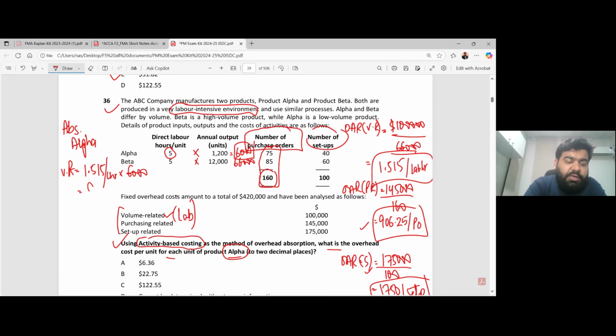It is almost $9091 of overheads. $9091 of overheads that were volume related, that were absorbed to alpha.